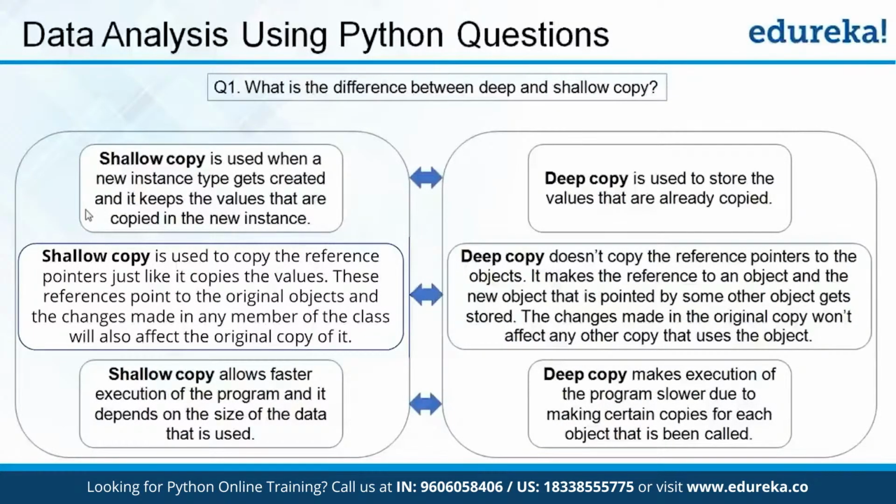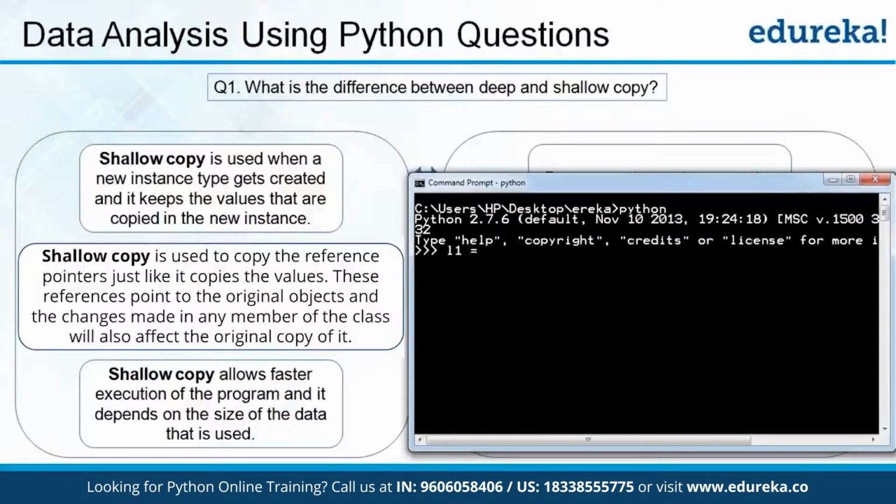For example, I have L1 equal to [1, 2, 3, 4]. This is a particular list. Now L2 is equal to L1. I wouldn't say it is a copy. It's just a reference of L1 in L2. So if I do L2.append(10), it would reflect both in L2 and L1. This is basically referencing, Python referencing.